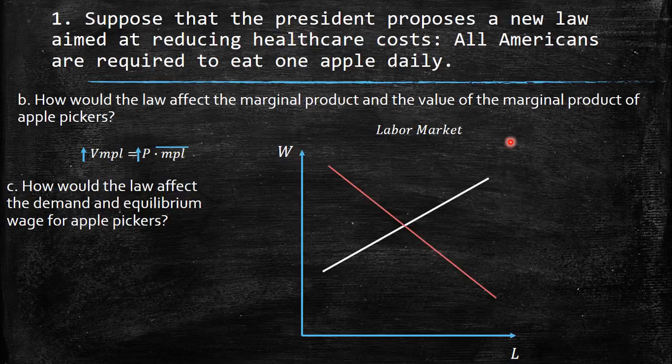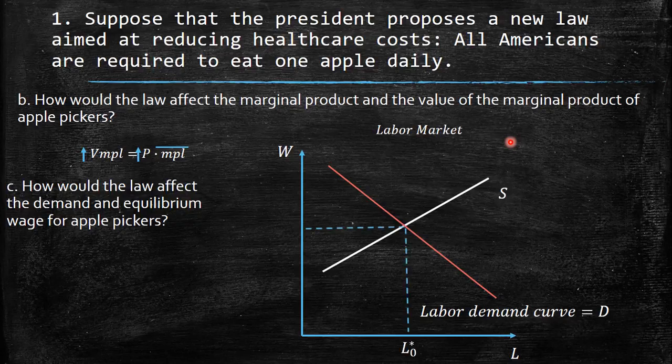Here we have the supply and demand, but here the demand is known as the labor demand curve, and here we have the supply. Here we have L0 star, which is the initial point of equilibrium, and here the W0 star.